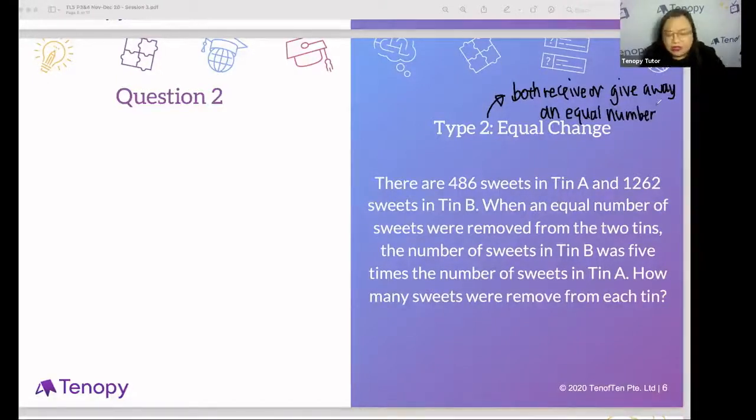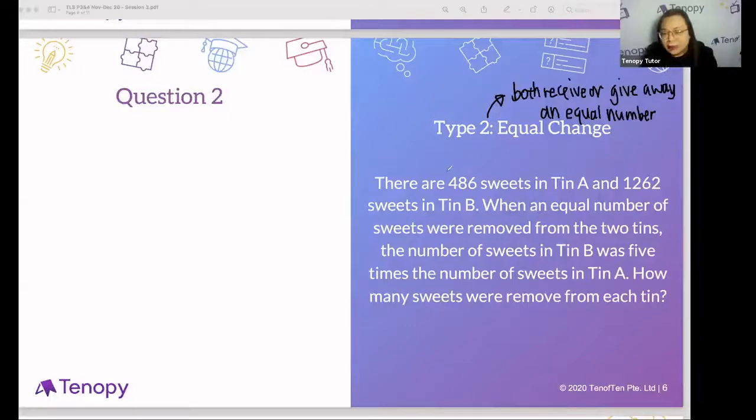If both of you receive or give away the same quantity, the difference between the two of you does not change at all. It could be a class, 10 girls left the class, 10 boys left the class, possible. It could be number of items, it could be money. It comes in various forms, but just look out for keywords.